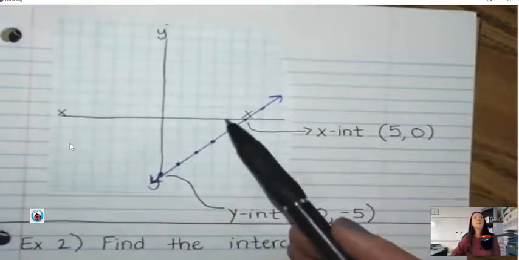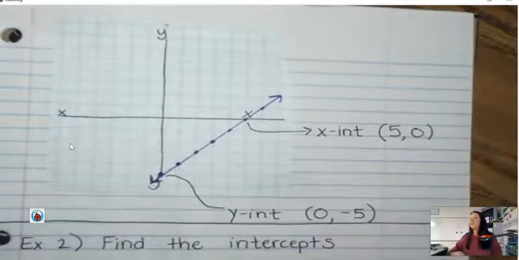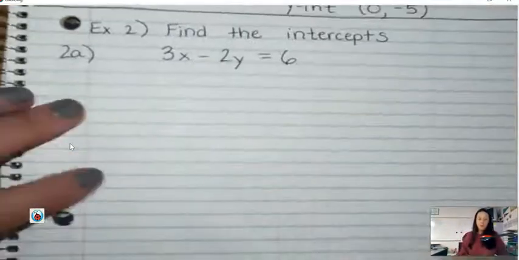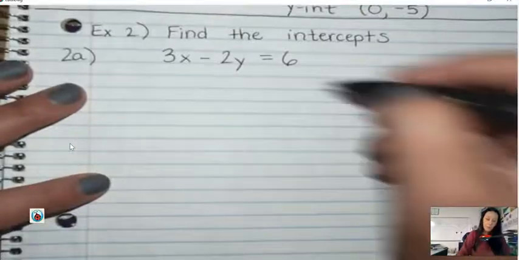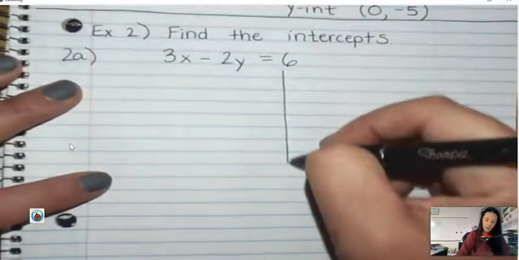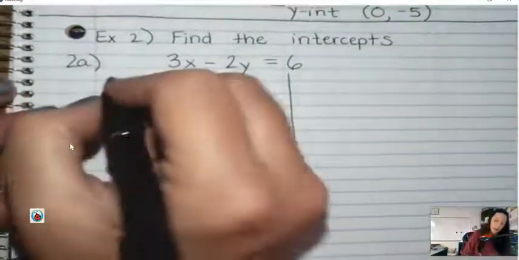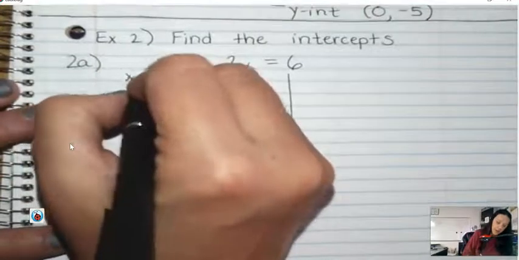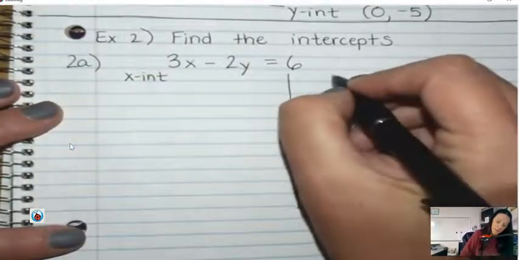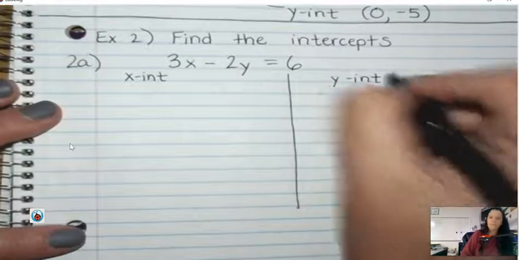But the issue is, if it doesn't hit perfectly, you're still going to have to go back to doing the math anyhow. So what we're going to do is just do the math. So you're going to split your paper into two sections. We're going to do the problem twice. First, we're going to do it to find the x-intercept. Then we're going to do it to find the y-intercept.